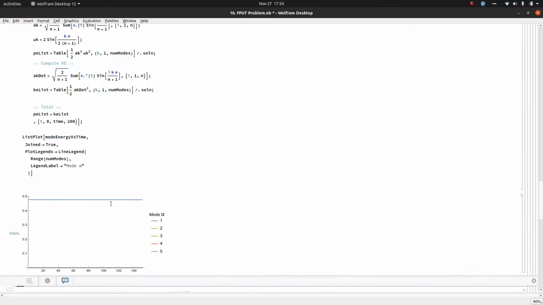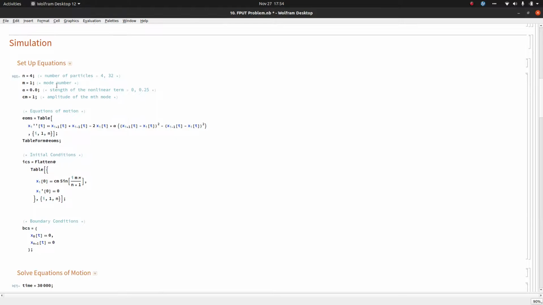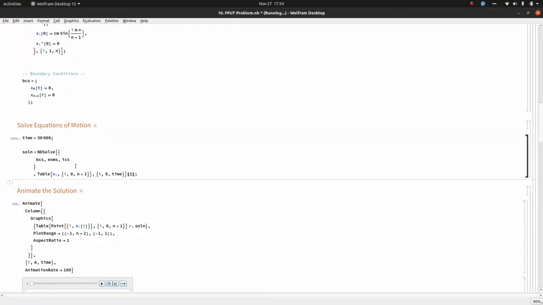And you can see, as we should, the first mode gets all the energy. Everything else is at 0. No other energy is showing up. We can just verify that this is actually what's happening. I'm going to change the mode number here. Again, this is the mode number, not the mass. I'll put it in the second mode. I'll solve the system of equations.